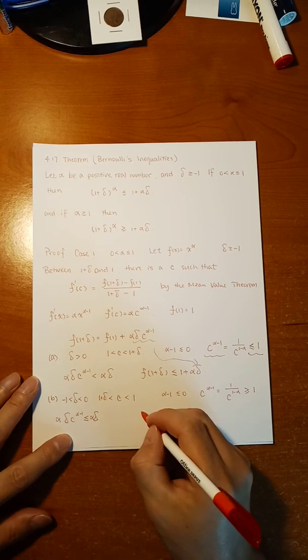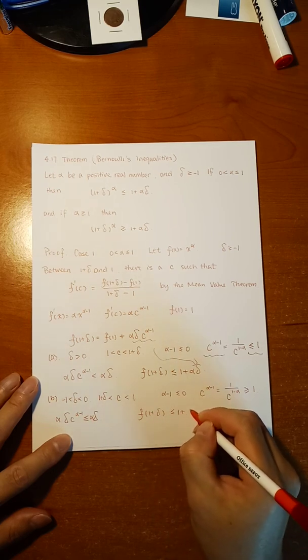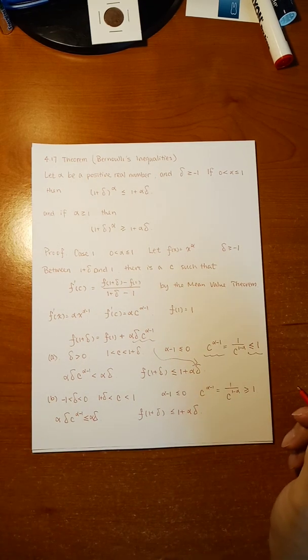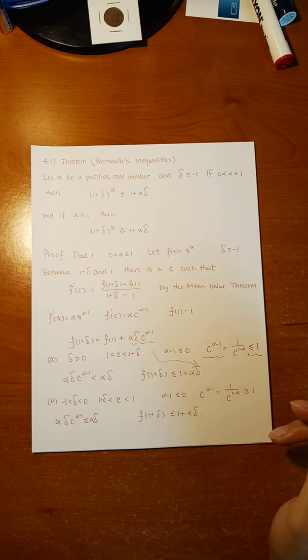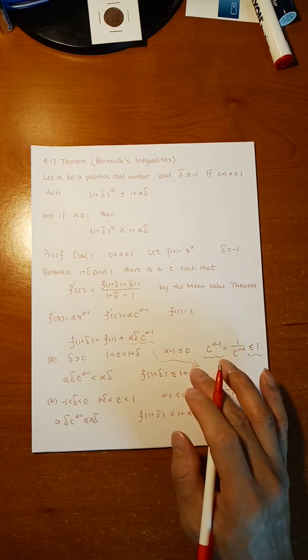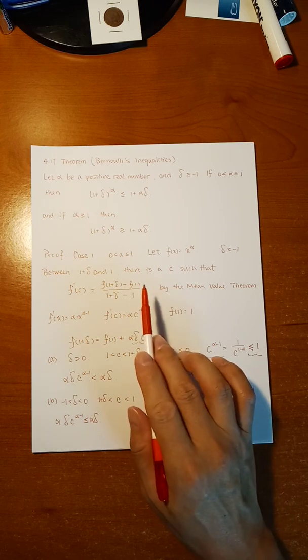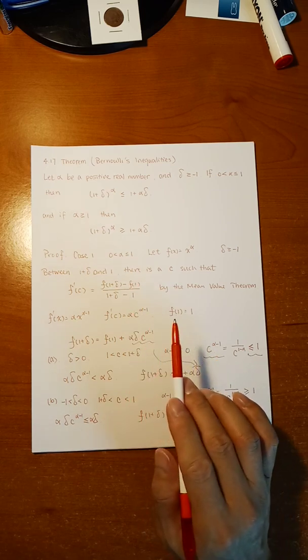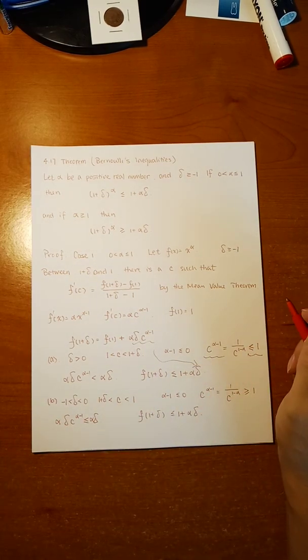times delta. So we still have this. Right? We still have this. So these are the two cases when alpha is between 0 and 1. Delta is greater than or equal to negative 1.